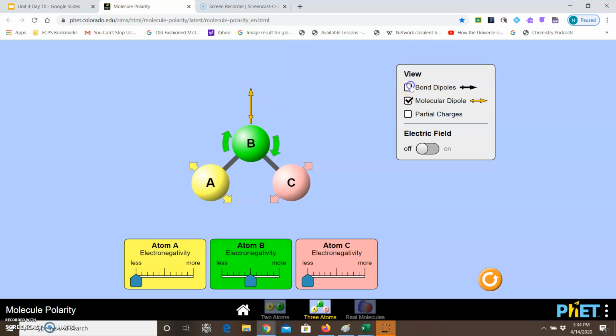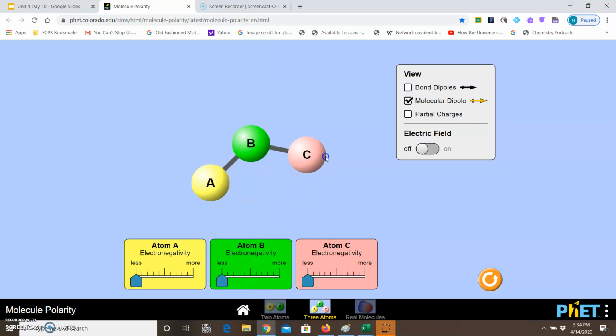All right. Now I want to change a couple of things. I actually want them all to have the same electronegativity. And notice when I do that, the molecular dipole goes away because there's no difference in electronegativities anywhere. So they're sharing electrons equally. So the molecule is nonpolar.